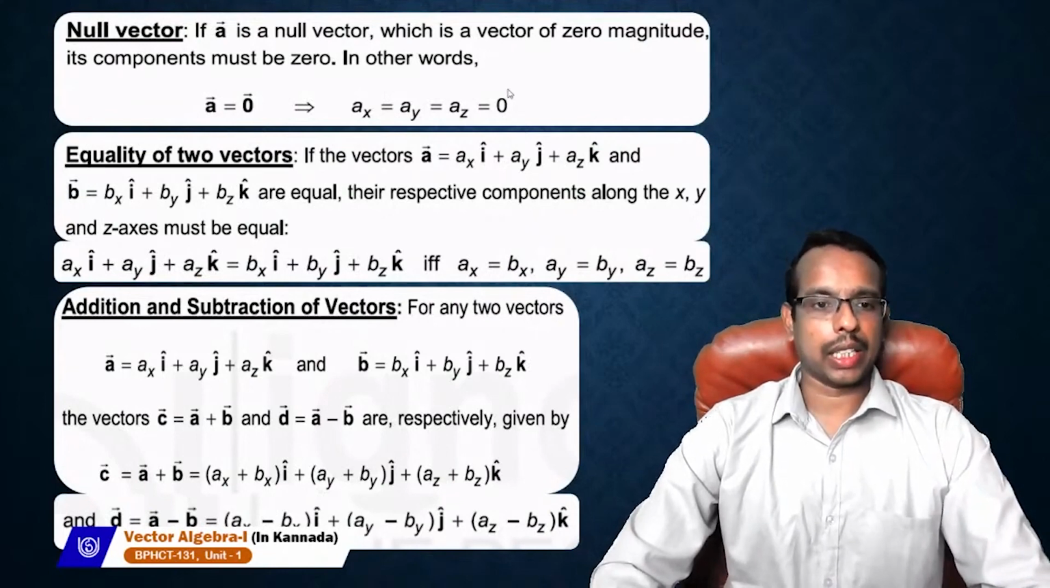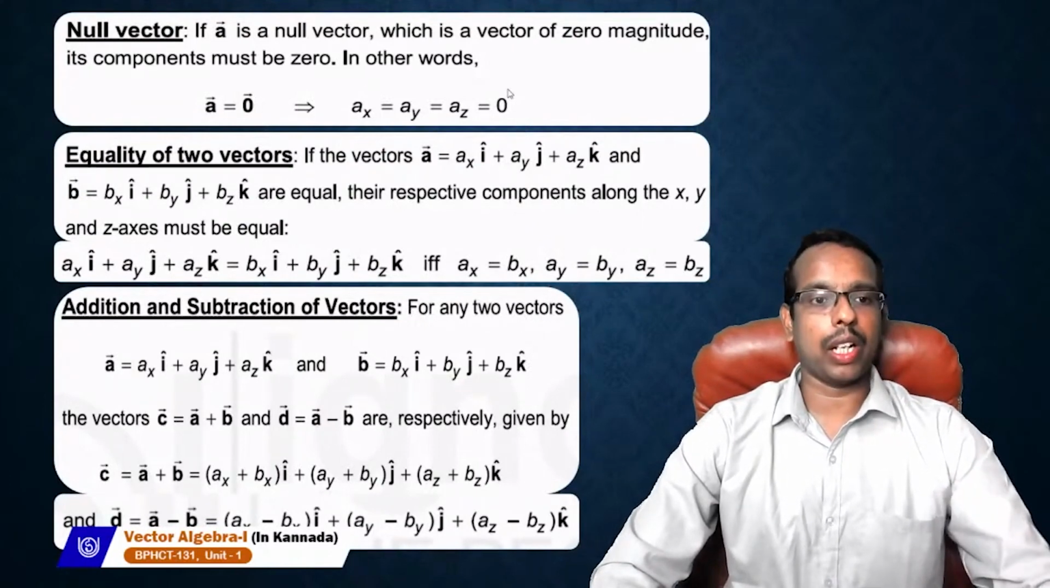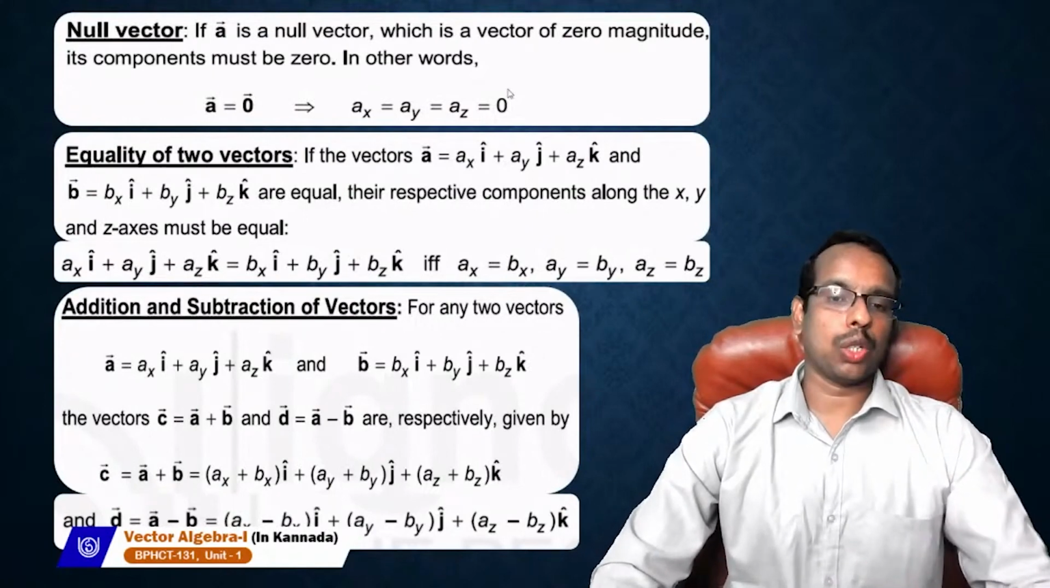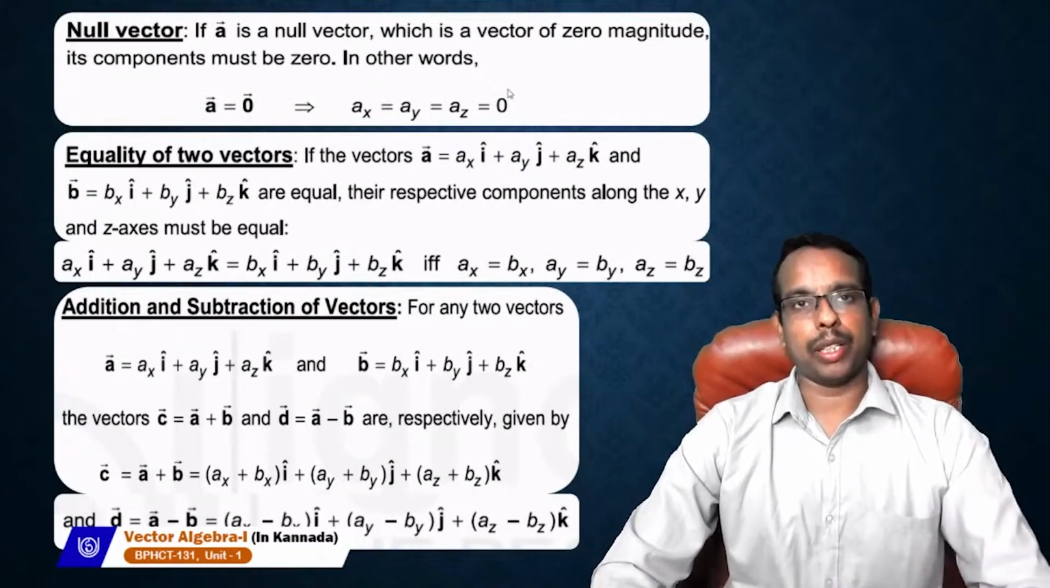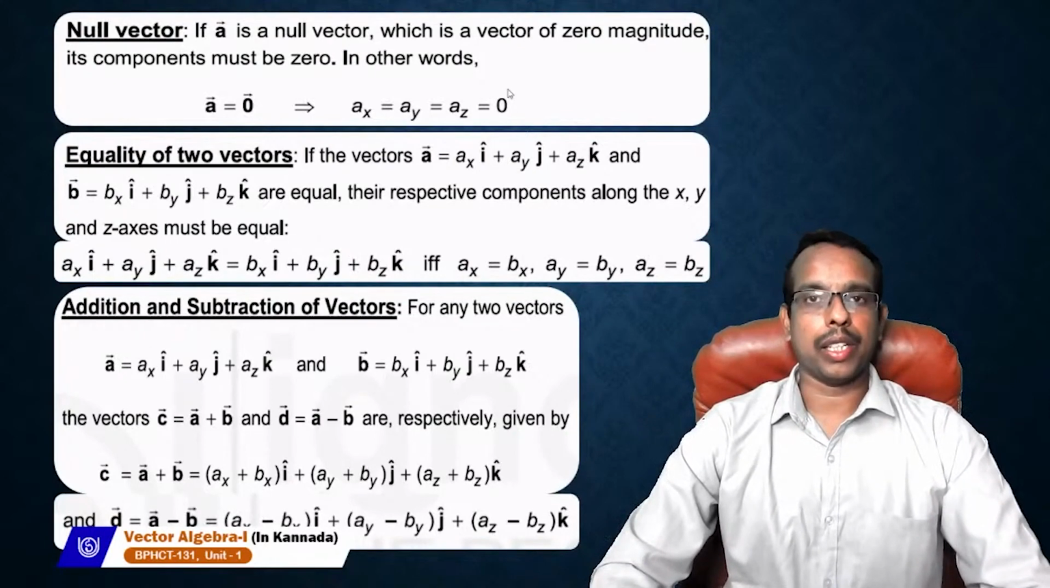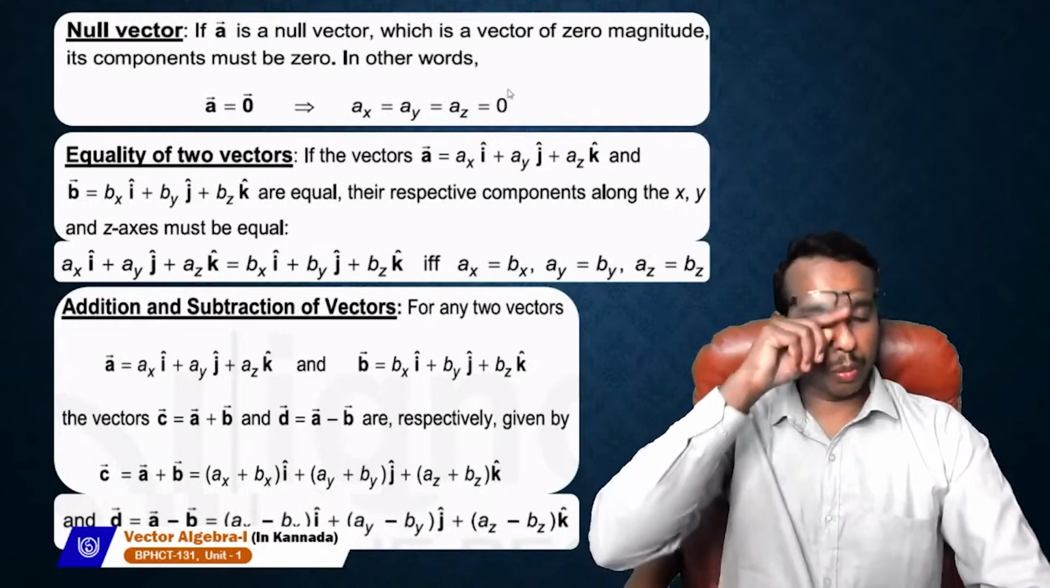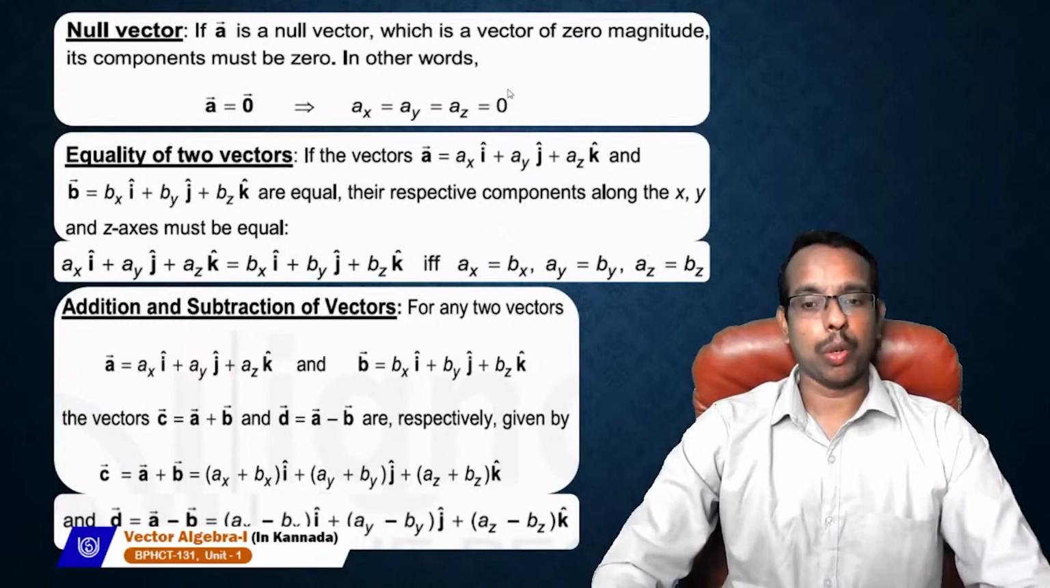To specify that two vectors are equal, we have to consider two vectors, so let's say vector A and vector B. If you write vector A in terms of components, then Ax i cap plus Ay j cap plus Az k cap are the components of vector A. And for the other vector B, Bx i cap plus By j cap plus Bz k cap are the components of vector B. For them to be equal, their components or projections must match: Ax should be equal to Bx, Ay should be equal to By, and Az should be equal to Bz.